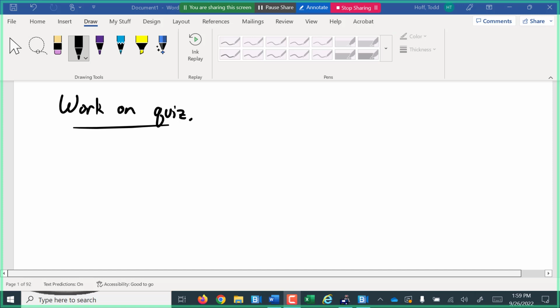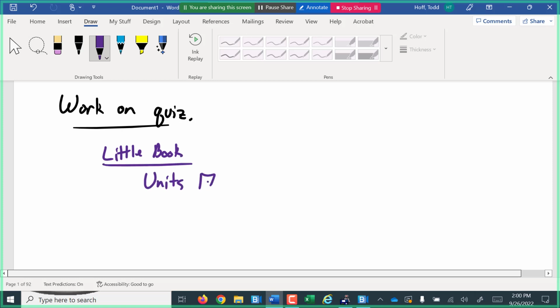I realize some of you will get through this quiz pretty quickly, so if you get done with the quiz, I'll give you the homework here so you can get started on that. It's in the little book. Unit 17 and 18. Again, just do the odd numbered problems. So are you done with the quiz? If you just want to jump into that, we'll talk about some things in a little bit.